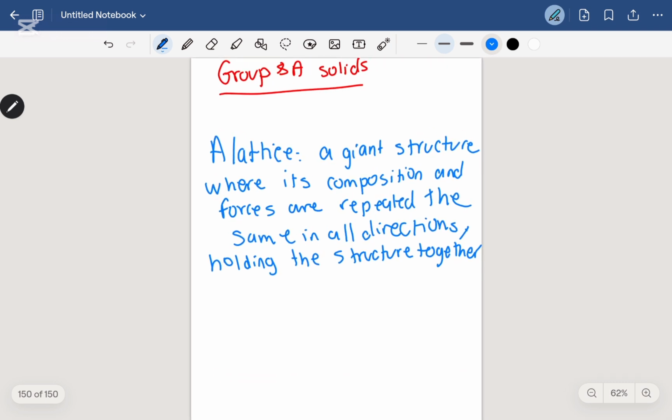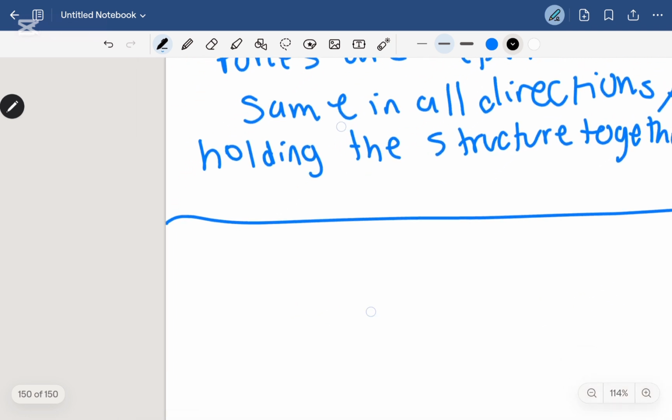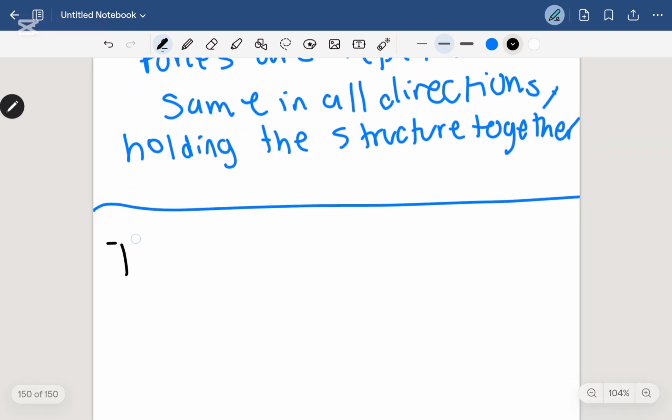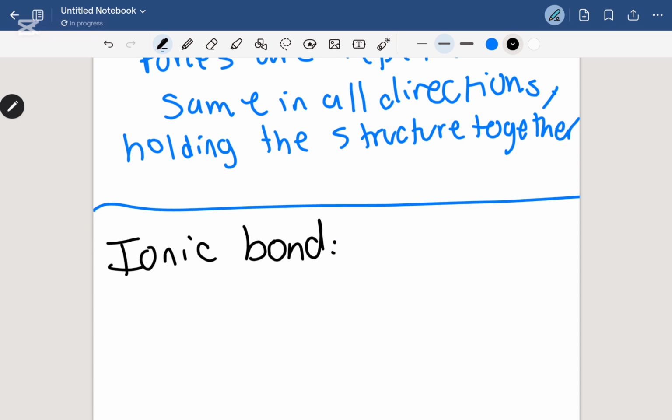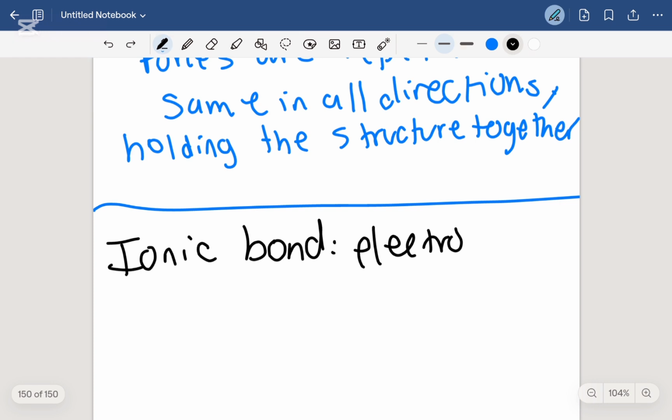Okay, so now we will move on to discussing each one by itself. So very quickly, I'm just going to say again, what is an ionic bond? An ionic bond is an electrostatic force. So what you just need to know is that it's electrostatic. So again, ionic bonds are electrostatic.